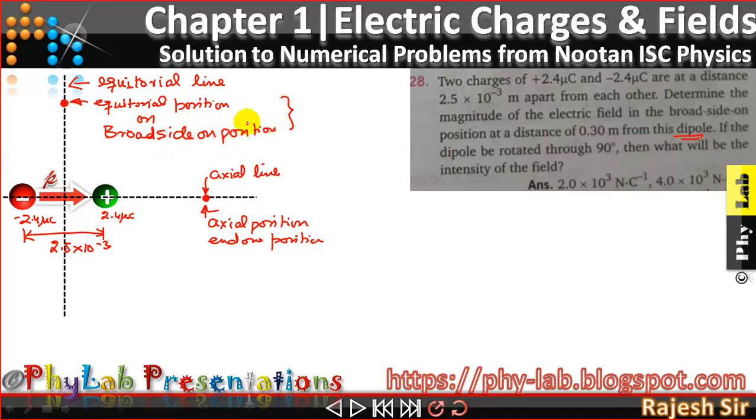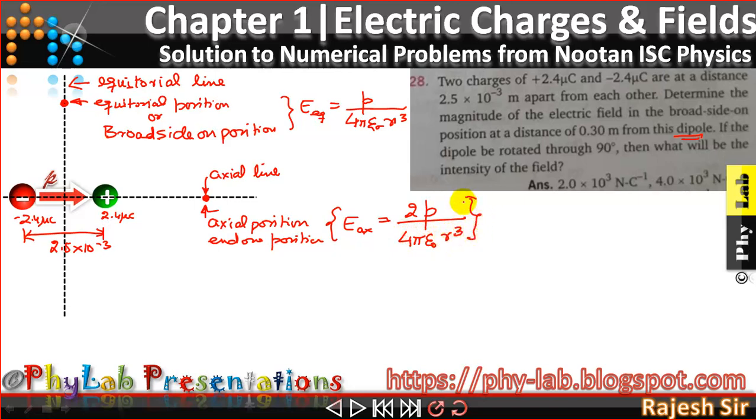Now friends, the electric field at the equatorial position is given by the formula P upon 4 pi epsilon naught R cube. Similarly, the electric field at the axial position is given by the formula 2P upon 4 pi epsilon naught R cube. Friends, all these formulas, as I told you, are discussed in that particular video.